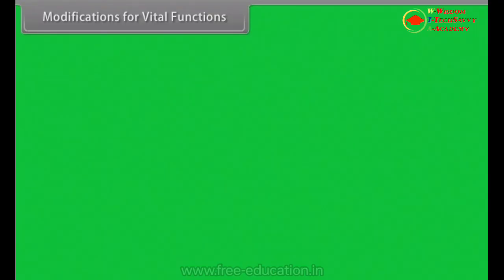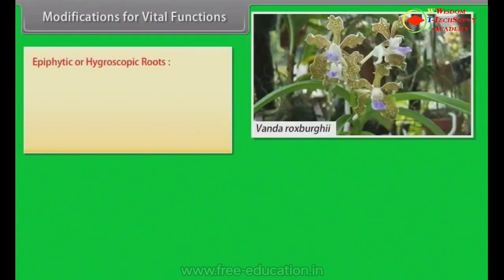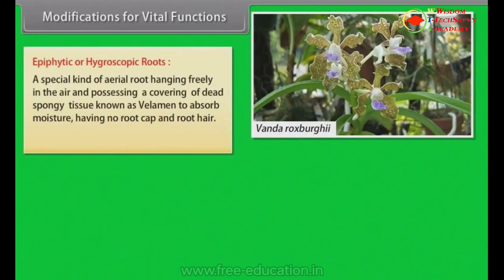Modifications for vital functions. Epiphytic or hygroscopic roots: a special kind of aerial root hanging freely in the air and possessing a covering of dead spongy tissue known as velamen to absorb moisture, having no root cap and root hair. Example, Vanda roxburghii, etc.